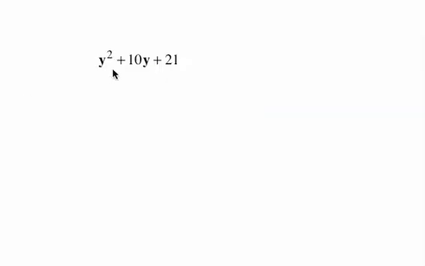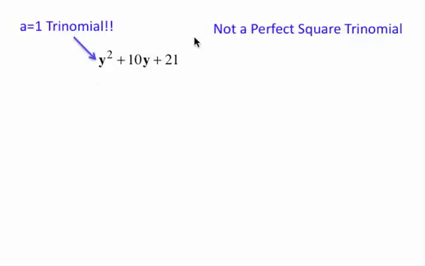So the first thing we want to do is look and see what kind of trinomial this is. Our first hint is that a is equal to 1. So we want to ask ourselves, is this an a equals 1 trinomial, or is it a perfect square trinomial? It's not a perfect square trinomial because the last term is not a perfect square. If the last term was, then we would have to ask ourselves whether the middle term is 2 times the square root of the first term and the square root of the last term, but we're not there.